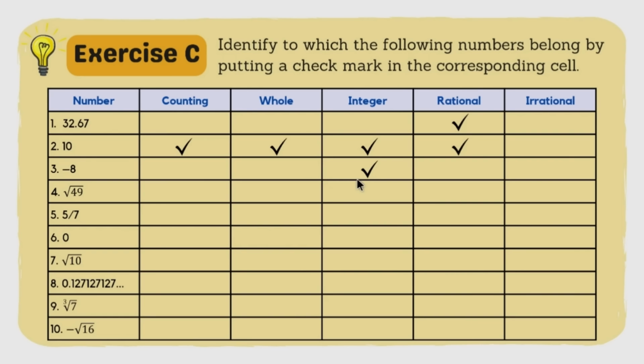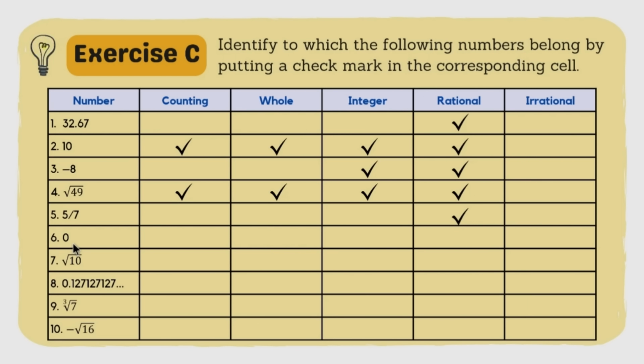Number 3 is negative 8. It's an integer. It's a negative number. But is it also a rational? Yes. Is it also an irrational? Hindi po. Okay? Next, square root of 49, number 4. Okay? Kung sa unang tingin, para siyang nagmumukhang irrational. However, if you're going to evaluate the square root of 49, it will just be number 7. And 7 is a counting number, a whole number, an integer, and of course, a rational number. Next is 5 over 7. This is now a fraction. Hindi naman po siya counting. Hindi rin siya whole. Hindi rin po siya integer. Of course, it's now a rational number.